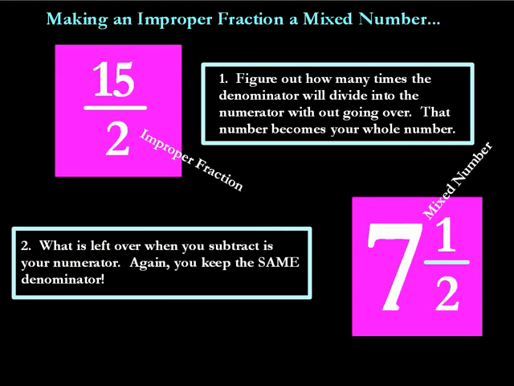Now, let's go the other way. Let's take an improper fraction, which is that top-heavy fraction, and let's make it a mixed number. Here's the first thing you do. You divide the denominator into the numerator. So in this case, 15 halves, I want to see how many times 2 goes into 15. And it goes 7 whole times. Your remainder, because 2 goes into 15 7 times, so you have 14, you have 1 left over. What you will do is you write that remainder over the same denominator.